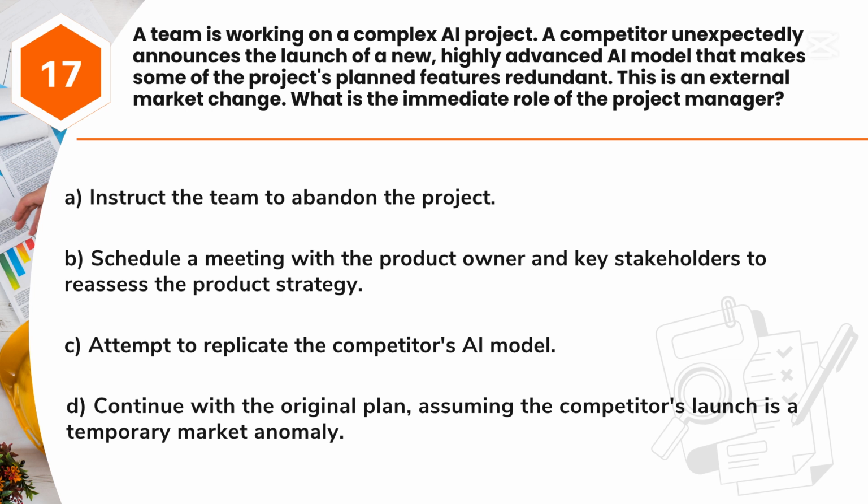Question 17. A team is working on a complex AI project. A competitor unexpectedly announces the launch of a new, highly advanced AI model that makes some of the project's planned features redundant. This is an external market change. What is the immediate role of the project manager? A. Instruct the team to abandon the project. B. Schedule a meeting with the product owner and key stakeholders to reassess the product strategy. C. Attempt to replicate the competitor's AI model. D. Continue with the original plan, assuming the competitor's launch is a temporary market anomaly.